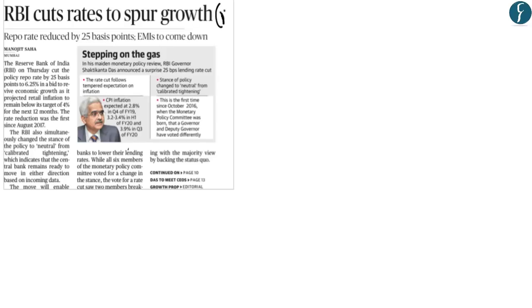Now we have taken this article from page 1. What this article talks about is that the Reserve Bank of India has reduced the repo rate. And apart from this, RBI has also changed its stance from calibrated tightening to neutral. Under calibrated tightening, it means that the Reserve Bank of India is either going to increase the rate or keep it constant.